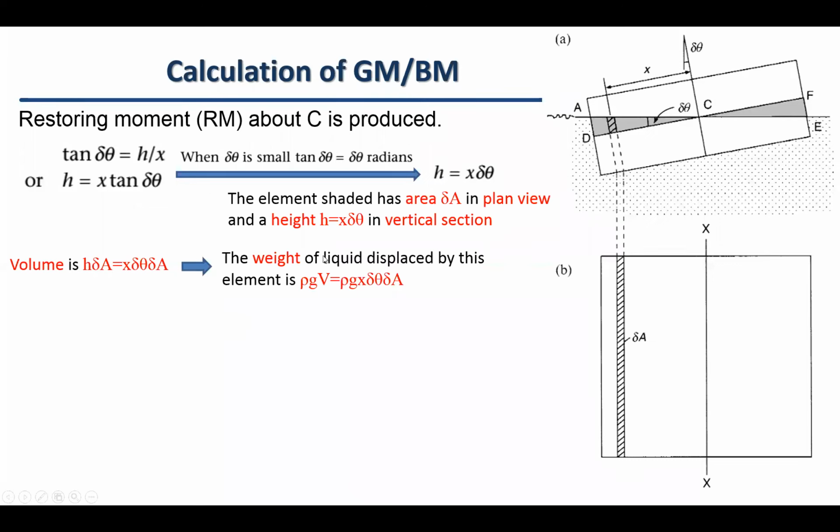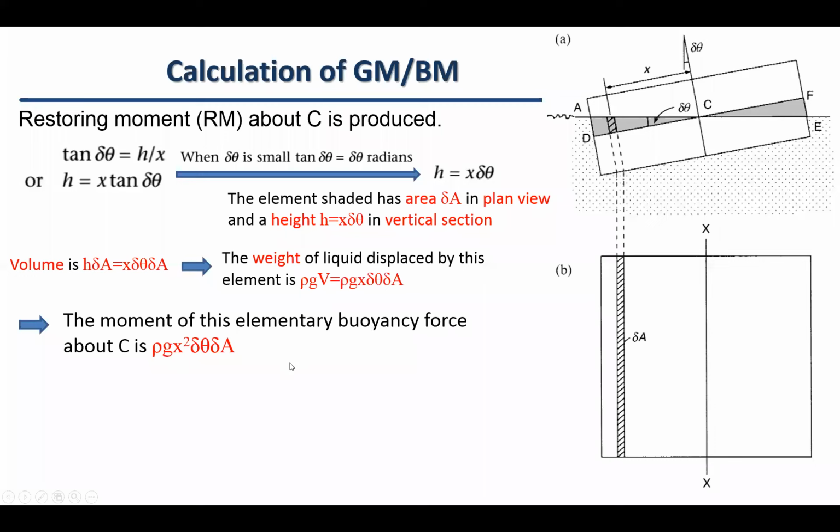And the weight of that hatched section is equal to rho g V. So you need to multiply rho g by the volume that we just wrote here: rho g x delta theta delta A. And the moment of this elementary buoyancy force about point C is equal to all this term times x, the weight times x. This is the moment of this buoyancy force, so rho g x squared delta theta delta A.